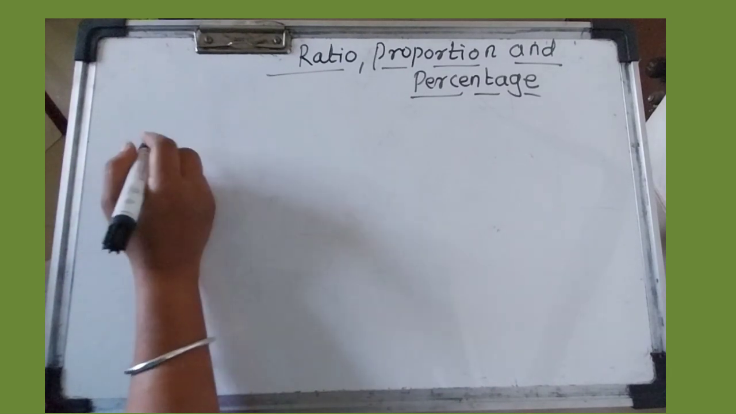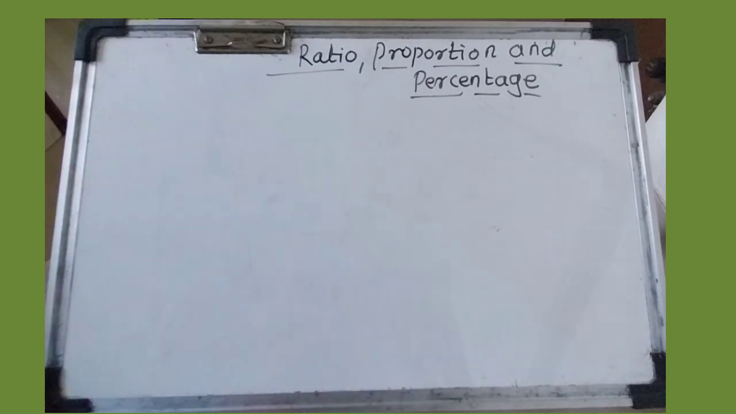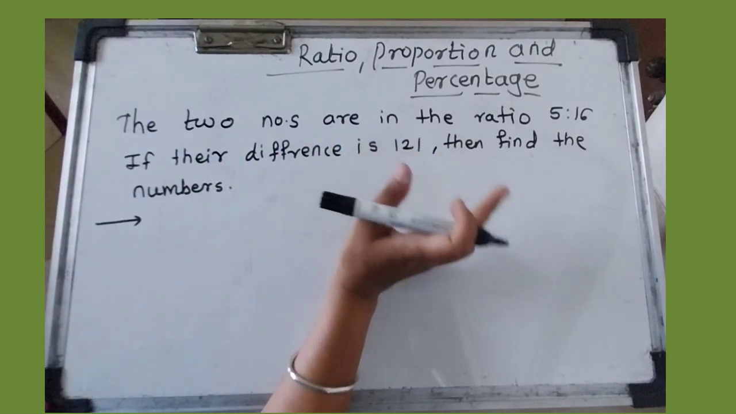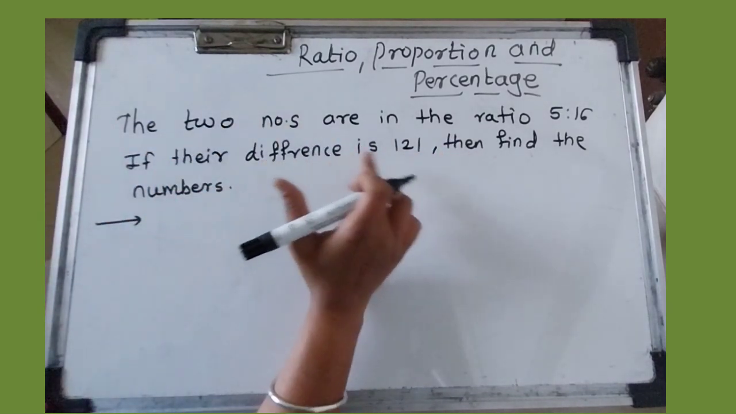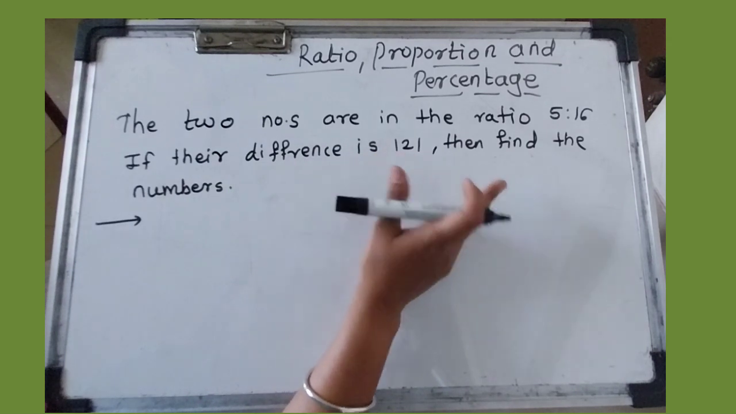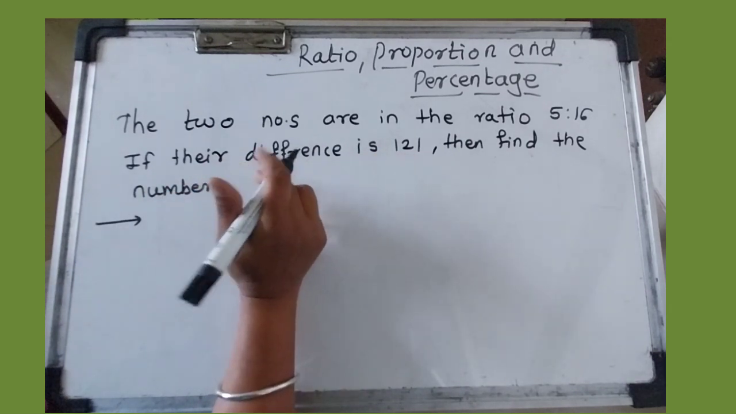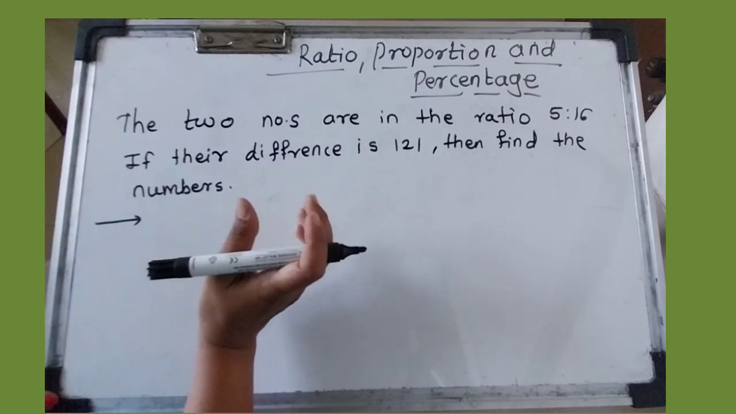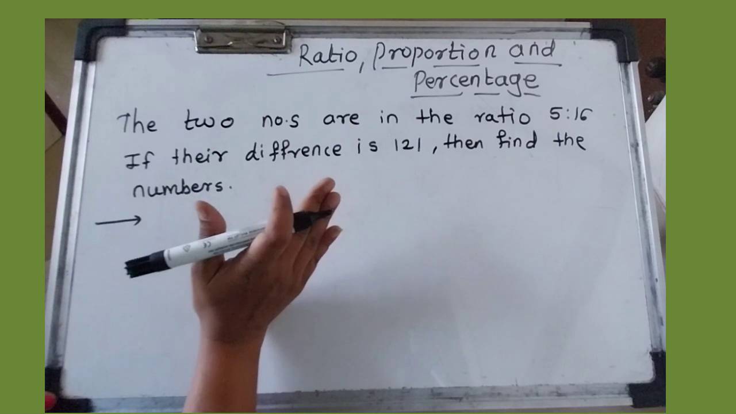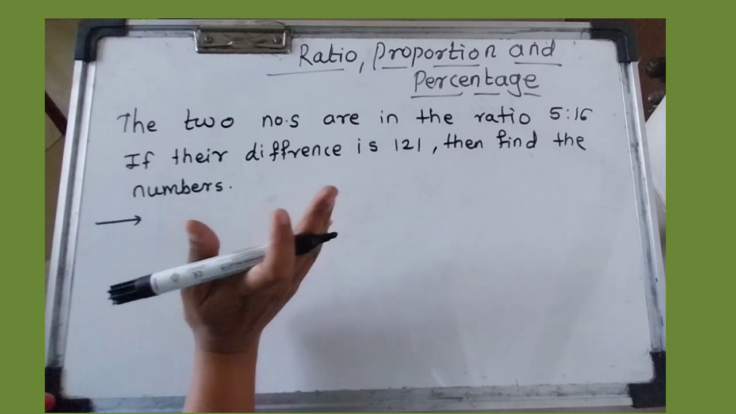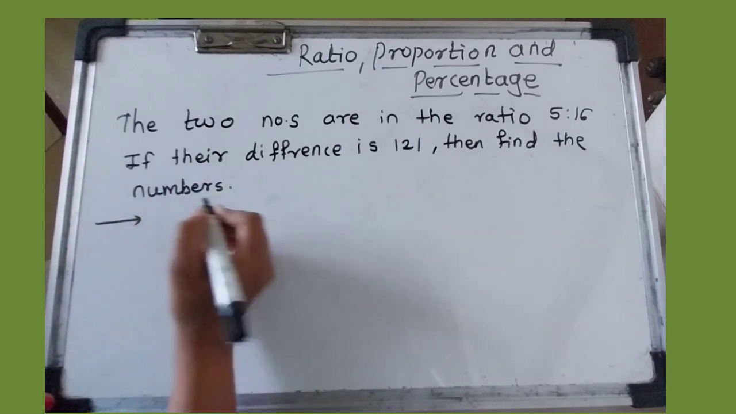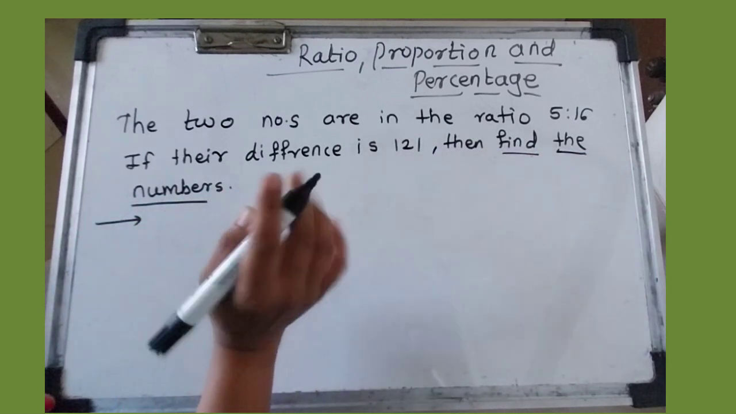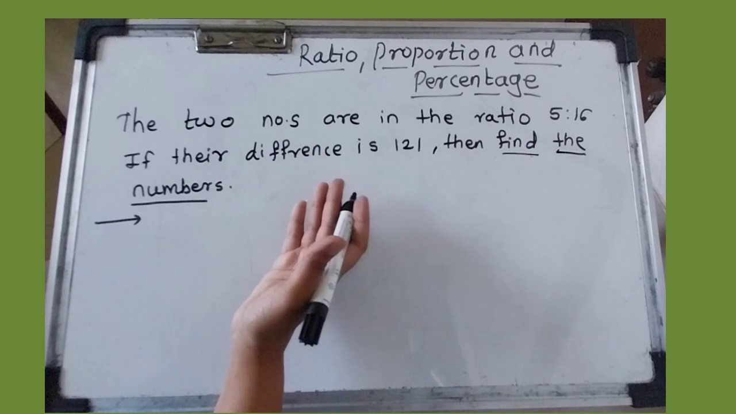Next is, two numbers are in the ratio. This is my question: the two numbers are in the ratio 5:16. If their difference is 11, then find the numbers. See what we have to do here. We have to find the numbers whose ratio is 5:16. Initially, what we have to find? Two numbers. Always remember what we have to find.